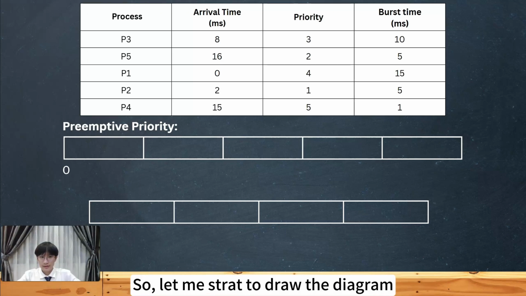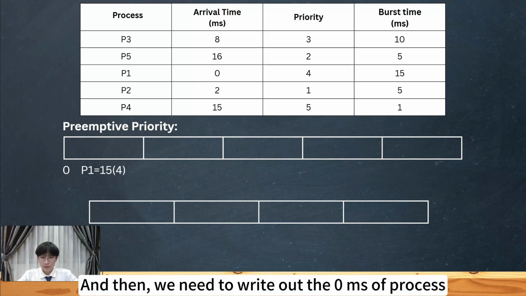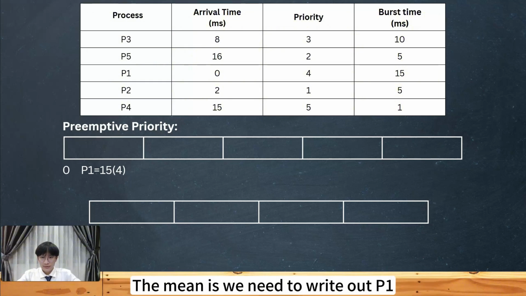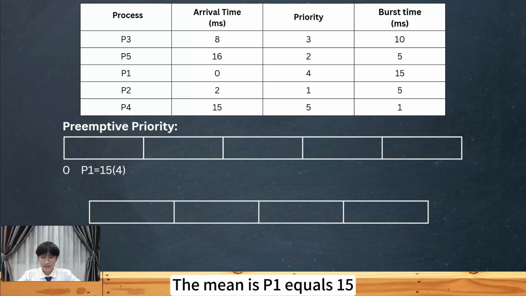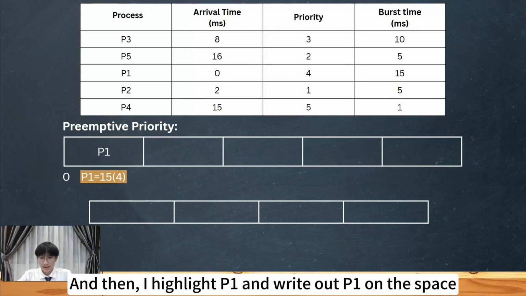So, let me start to draw the diagram. First, we need to write 0 milliseconds at the front. And then we write the 0 millisecond of the process. We need to write out P1, and then P1's burst time, which is 15. After that, I write out the priority. I use brackets for the priority because I want to distinguish burst time from priority. And then I highlight P1 and write P1 in the space.